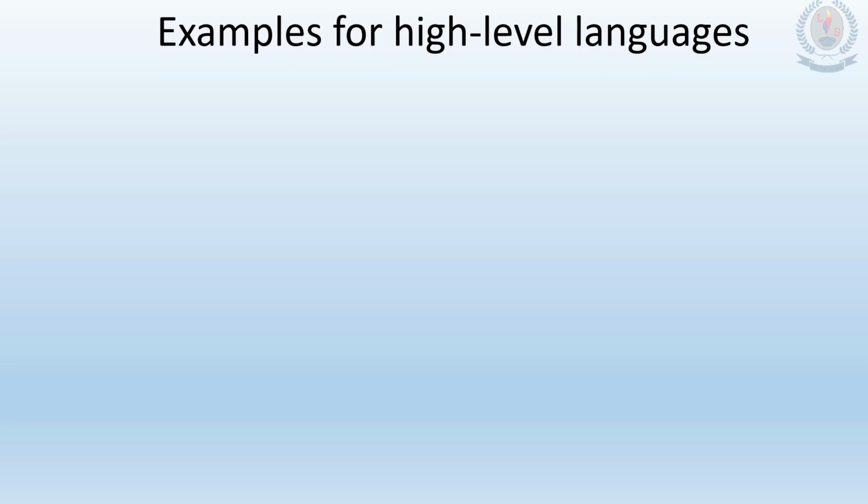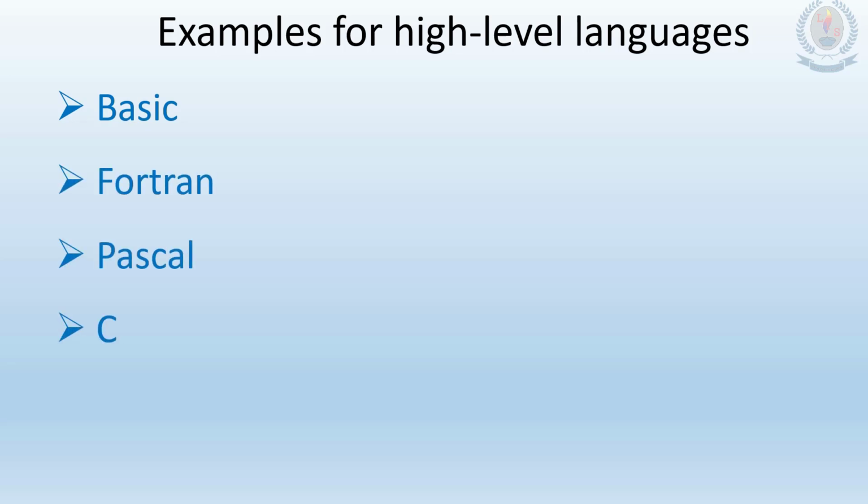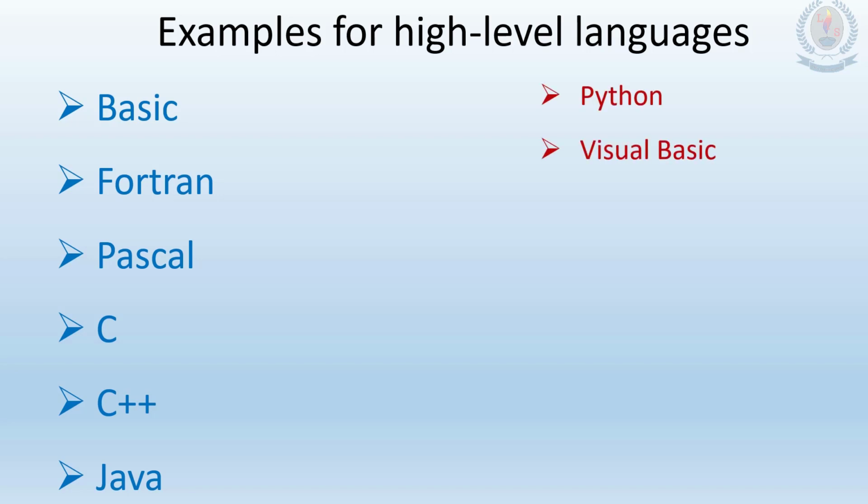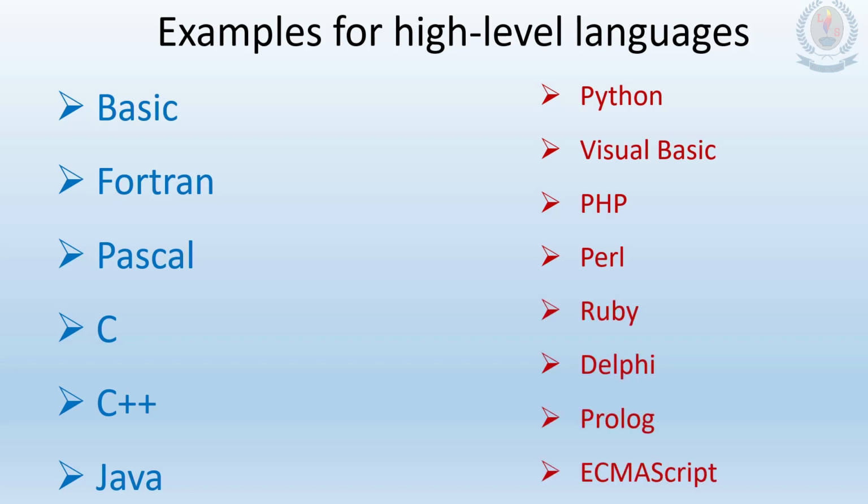So now let's see the examples of high level languages. There are a lot of high level languages used in day-to-day life. One is BASIC, Fortran, Pascal, C, C++, Java, a mainly used high level language, and Python, Visual Basic, also known as VB, and PHP. This language is used to develop web pages. Perl, Ruby, Delphi, Prolog, and ECMAScript.